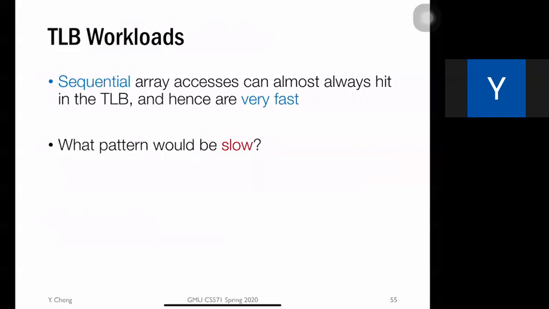So the question is, what exact pattern would be extremely slow, would not benefit the most from TLB? The highly random, without any clue to seek, this kind of extremely random memory access pattern with no trackable repetitive accesses, this would not be a good candidate for TLB caching.